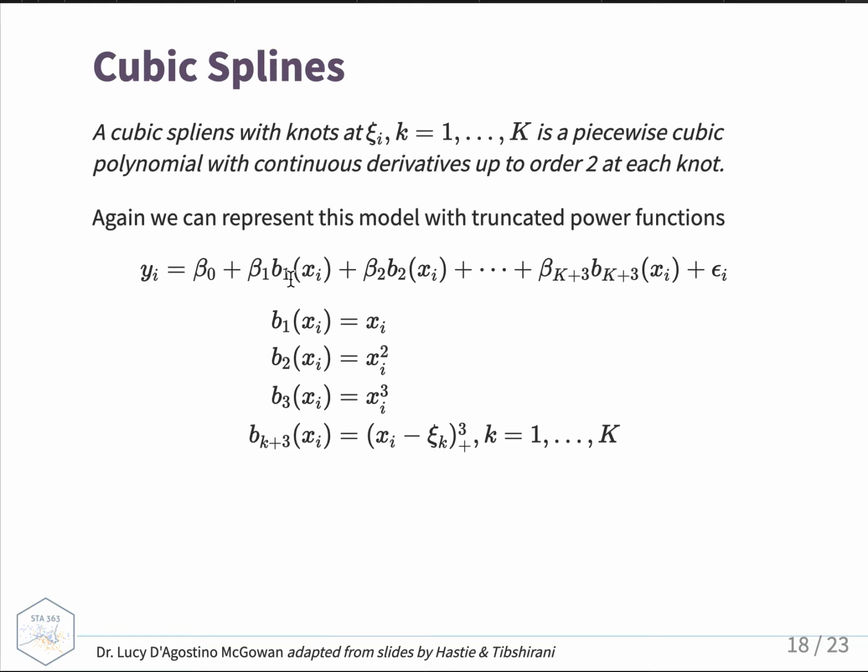And so now these b's here are going to be basis functions, but now b1 is equal to x, b2 is equal to x squared, b3 is equal to x cubed, and any b_{k+3}, so any basis function that's greater than 3, is going to be equal to (x minus the knot) cubed, as long as it's positive. If x is greater than the knot, then this is what we stick in there, and if x is not greater than the knot location, then it's going to be 0.